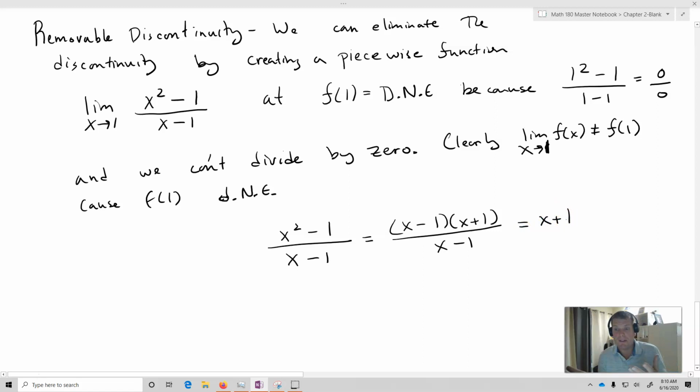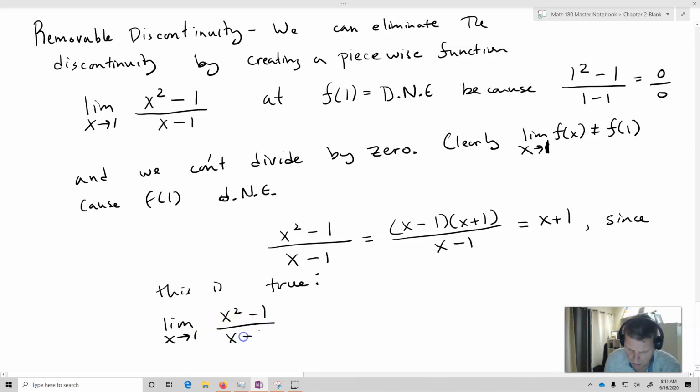Right? That's how we would actually go about finding the limit. In fact, we'd say, since this is true, then we know that the limit as x approaches 1 of (x squared minus 1) over (x minus 1) is going to equal the limit as x approaches 1 of x plus 1, which equals 2. So that, in fact, is going to end up being our limit there. So we know that f of 1 doesn't exist, but we do have a limit, all right?